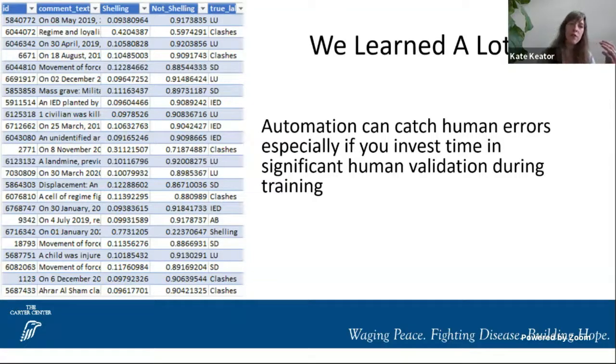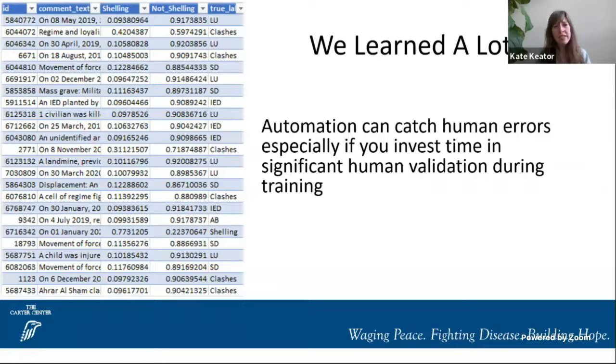So if we put the true label as clashes, but it's really aerial bombardment and shelling, our model still accurately put the correct aerial bombardment and shelling, because we were really thorough in marking what was the correct incident type and what language goes for it when we were training and validating the data.